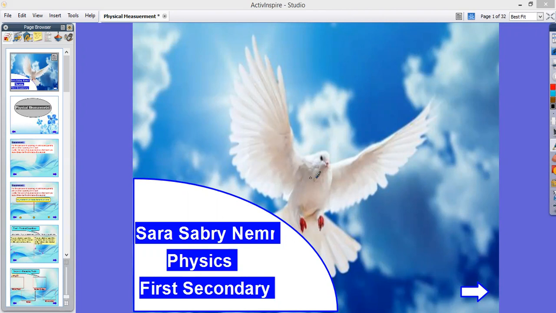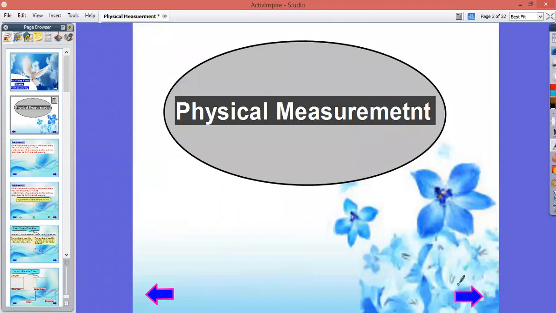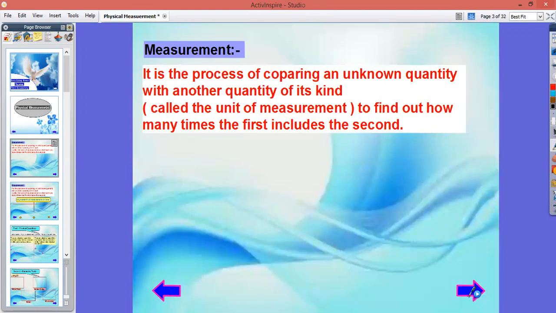Okay, the first session in our curriculum, we will talk about the meaning of physical measurement. What is the meaning of physical measurement? Okay, let's talk. What is the meaning of measurement process?